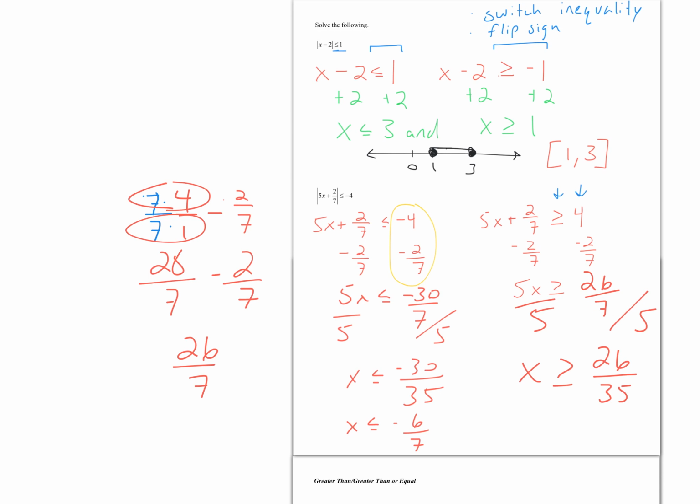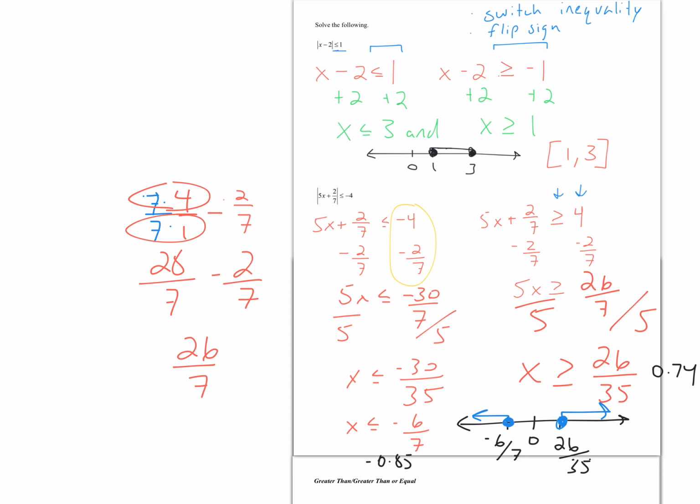So if we think about this, it might help to visualize it on a number line. Here's 0. -6/7 would be down here. That's about -0.85, if you want to think of it that way. 26/35 is about 0.74, so that would be right up here. And if we think about where our solutions lie on the number line, well, it has to be less than the -6/7, or it can be equal to. And it has to be greater than this.